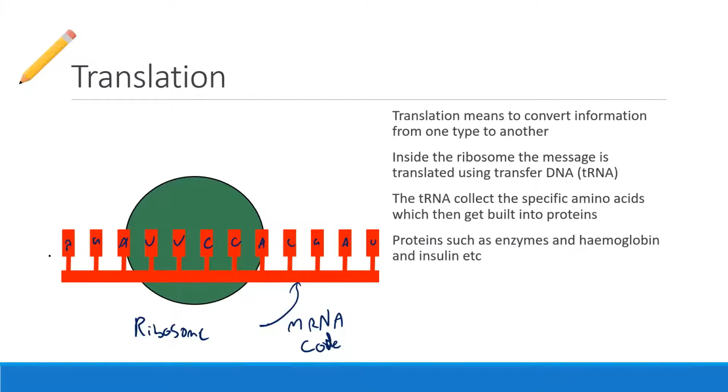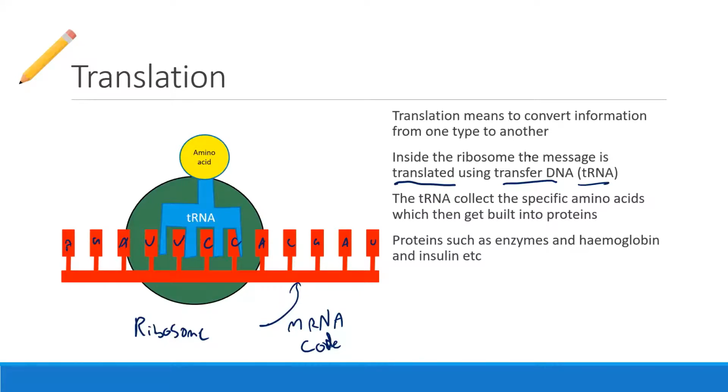Inside the ribosome, the message is translated, like taking that information and changing it, decoding it using transfer RNA, or tRNA. I'll show you what tRNA is going to look like. It looks like this. At this point in time, my pictures are not great. tRNA collects the specific amino acids which get built to make a protein. Proteins such as enzymes, and I'll talk about that.